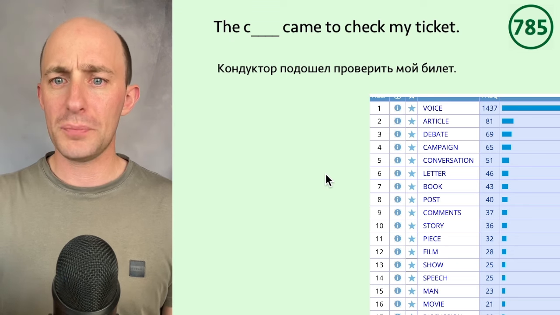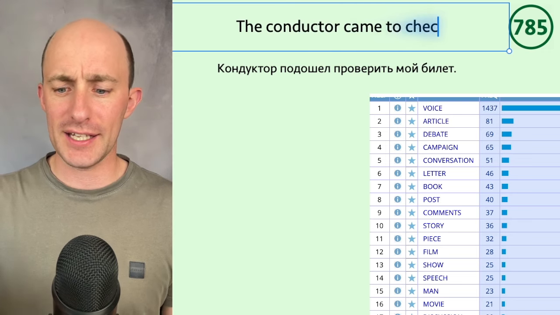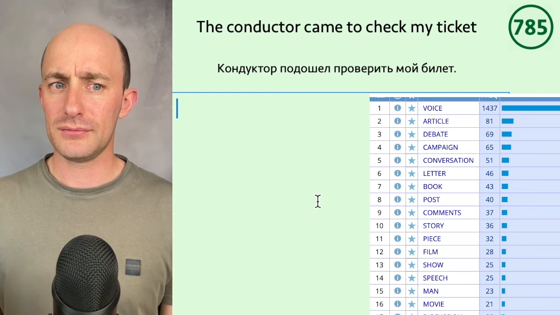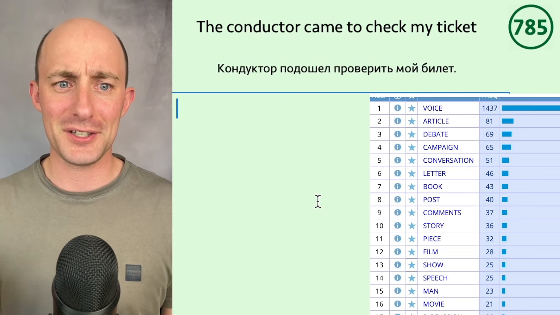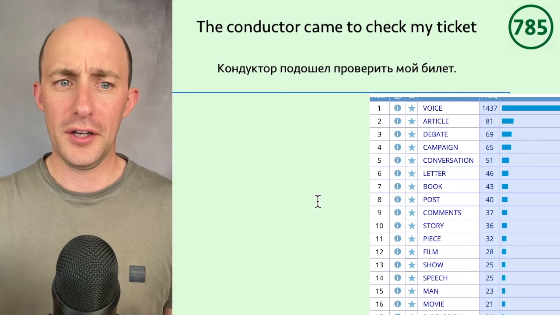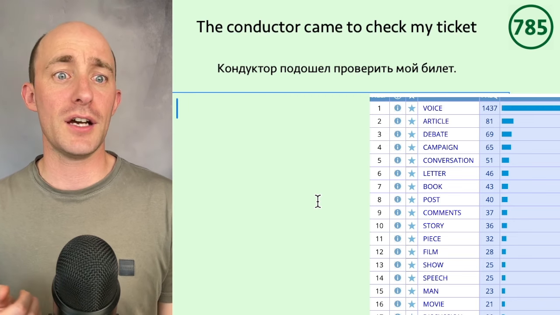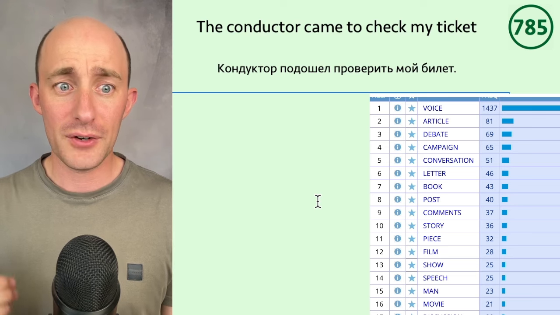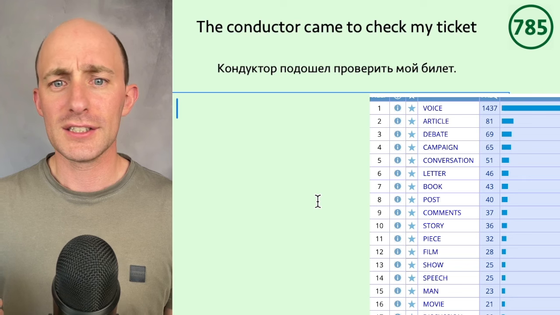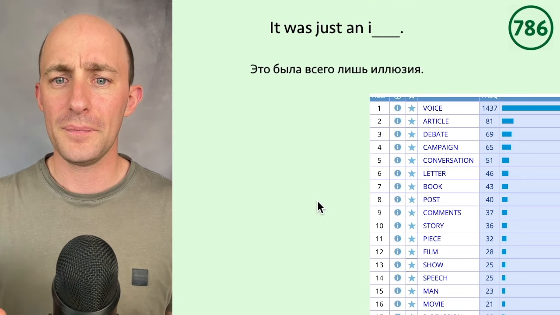Conductor. The conductor came to check my ticket. To be honest, I don't know the difference in Russian between проводник and conductor. In English, they're all conductors. Yeah, проводник on the train is a conductor or a ticket inspector, but usually a conductor, and there used to be conductors on buses. In England, there aren't anymore. There are some on trolley buses, I think, still, in Russia. So, conductor, кондуктор, проводник.